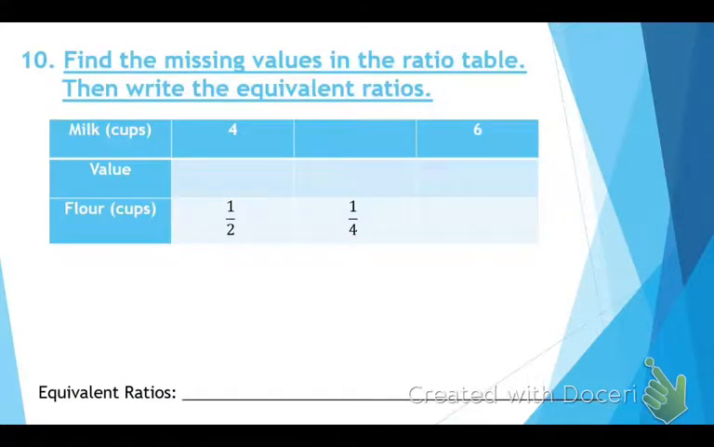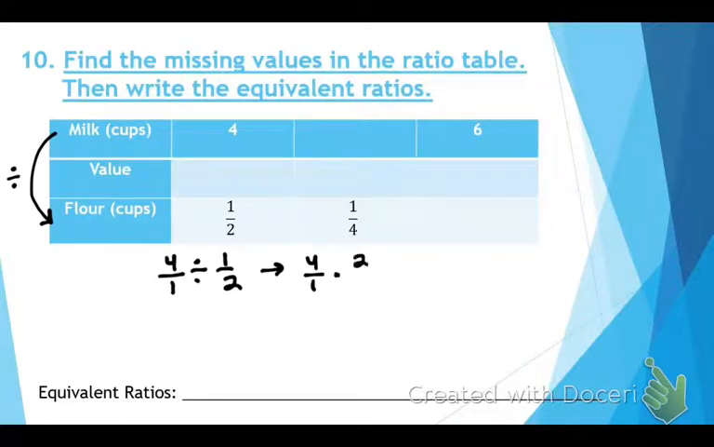Okay, for this one, find the missing values in the ratio table, then write the equivalent ratios. First off, we've got to figure out what the value is. If I am going from a top number to a bottom number, what sign do I use? Divide. I'm dividing, okay? So I am going to be doing 4 divided by 1/2, which means 4/1 divided by 1/2, okay? So this now goes 4/1 times 2/1. Guys, what's the value?